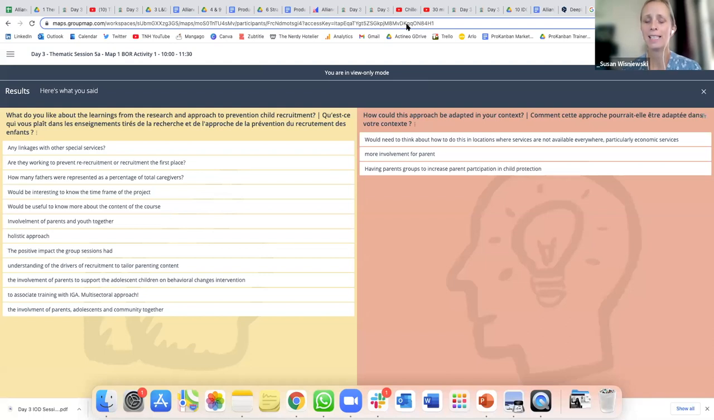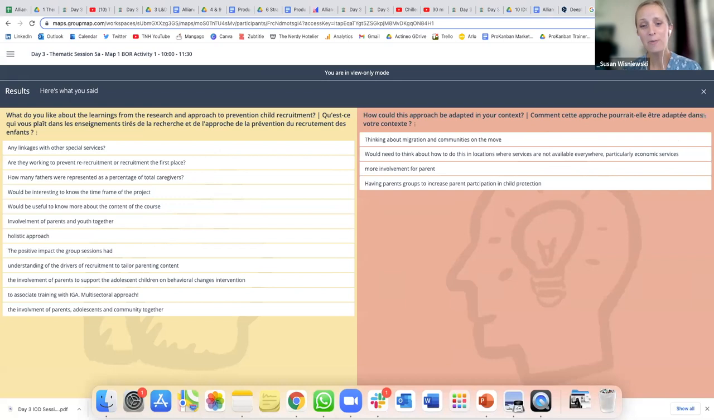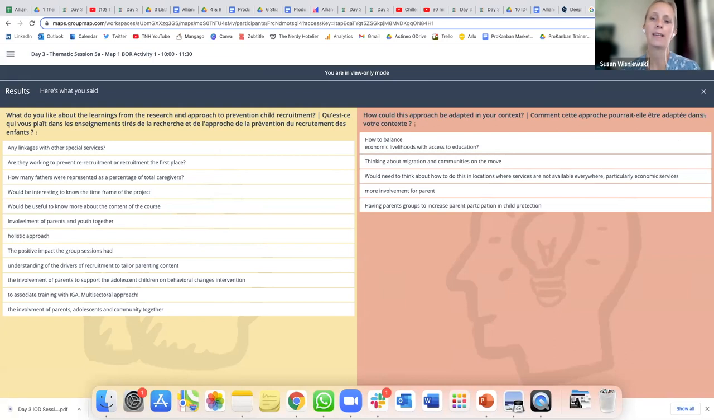For how it could be adapted for other contexts, we would focus a lot on parent involvement, so having more parental involvement around child protection, and thinking about how it can be adapted for migration, for children on the move, and also in different regions. So in our group, we talked about how it could be adapted for the South Asian context, and how to balance economic livelihoods with also ensuring that education is provided. So thank you so much for all of those contributions, and we'll come back to the questions.